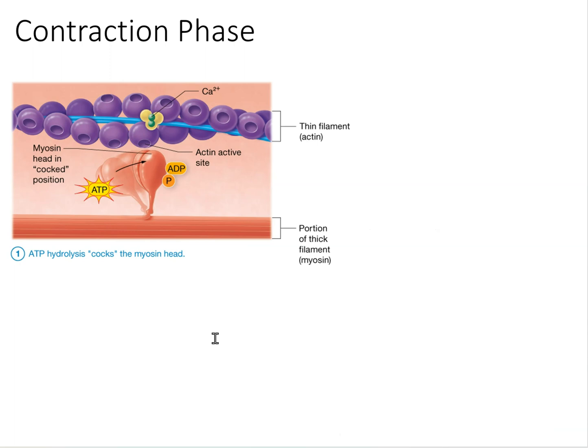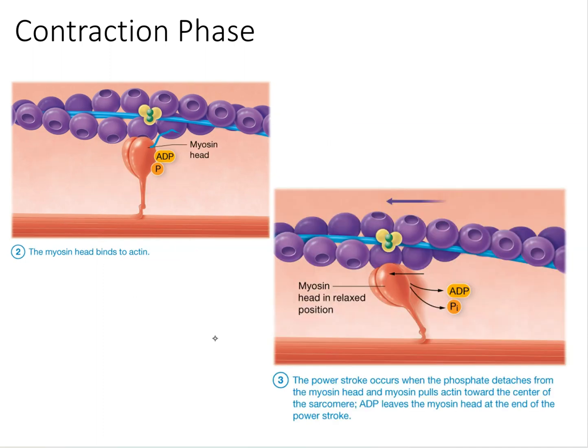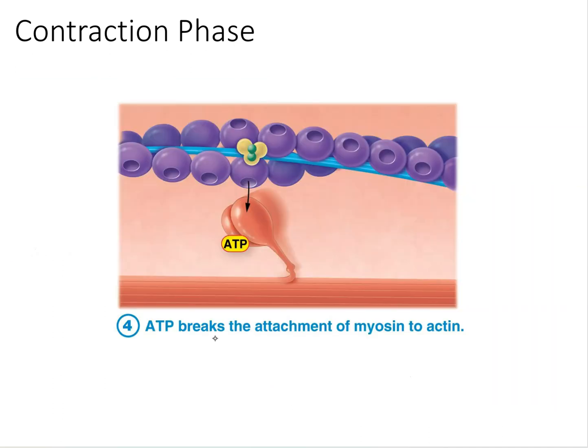Now once it cocks the head, it basically bends it. Remember, this thing can pivot. Once it pivots and it's attached to actin, it's just going to swivel and do what's called the power stroke. So the phosphate jumps off. And when the phosphate jumps off, it causes that head to kind of relax. But when it relaxes, it actually swivels back. And when it swivels back, it takes actin with it. So it pulls it.